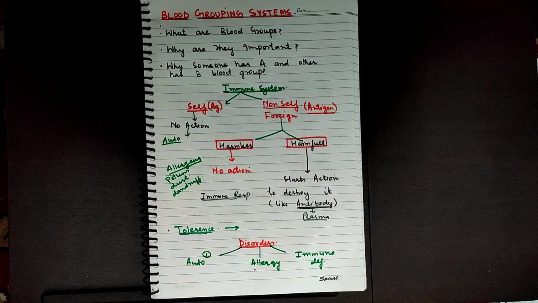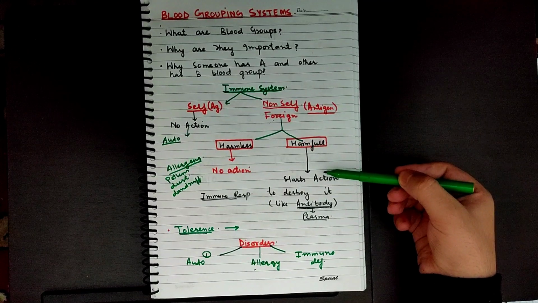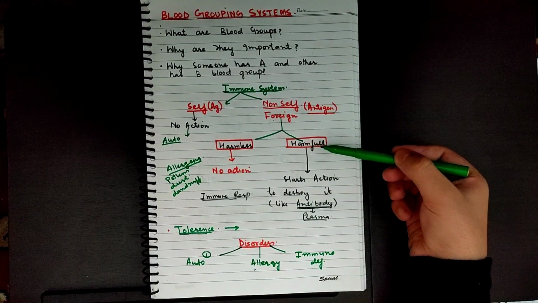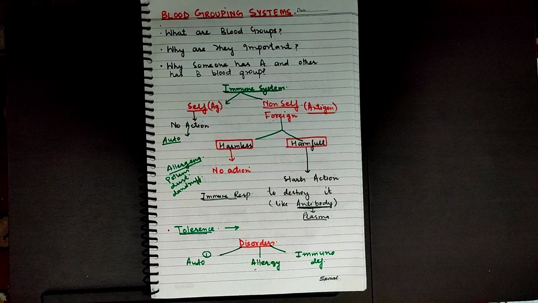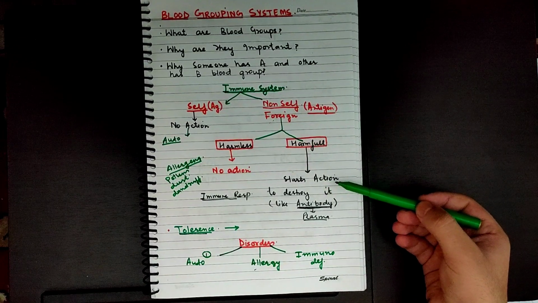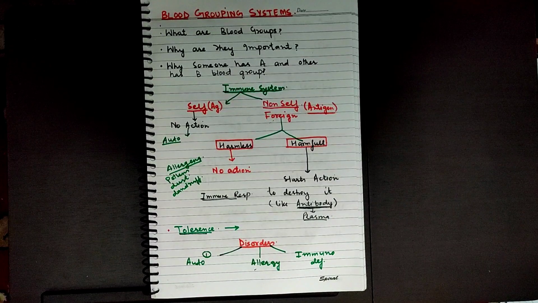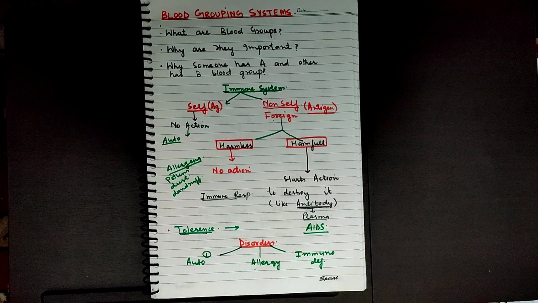Another kind of disorder is immunodeficiency. If our immune system is not able to carry out its normal function, like it's not able to act against harmful antigens, if some components of it, the WBCs, are not functioning properly, it will not be able to start an immune response, and that kind of disorder is known as immunodeficiency. One common example is HIV/AIDS. In AIDS, our helper T cells are destroyed, and when our helper T cells are destroyed, our immune system is not able to generate an immune response. So these are the three kinds of disorders of our immune system.